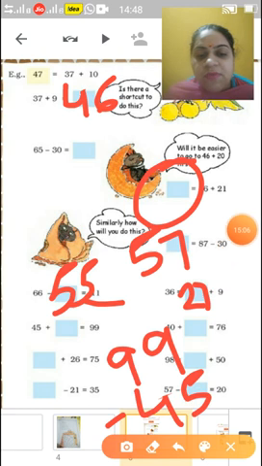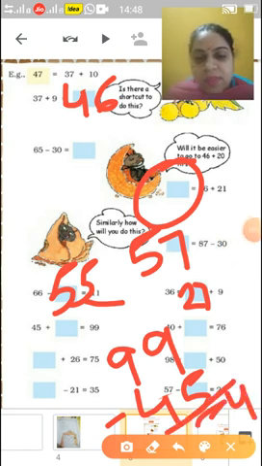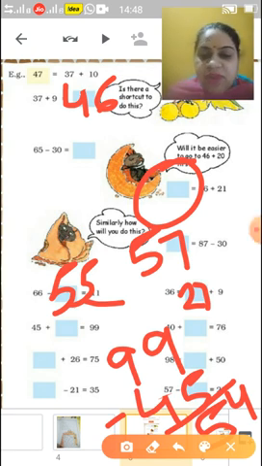Yes. Very good. Your answer will be 54. Like this you can subtract, and like this you can add. Okay children. Now 35 is your answer. So what you will minus to 21? So your answer is 35.